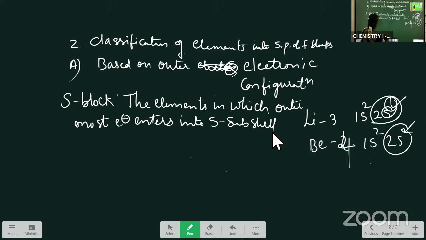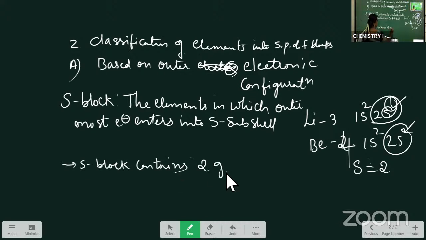Now, under this S block, how many groups are present? We know that the capacity of the S subshell is 2 electrons. So therefore, S block contains two groups. S block contains two groups.